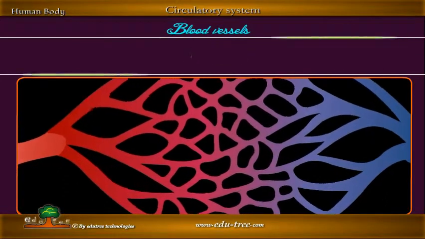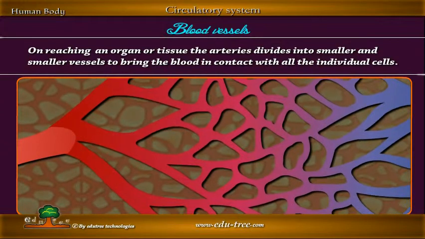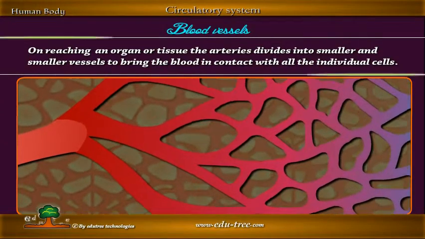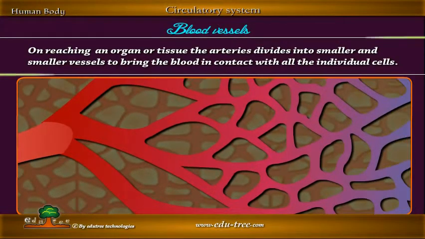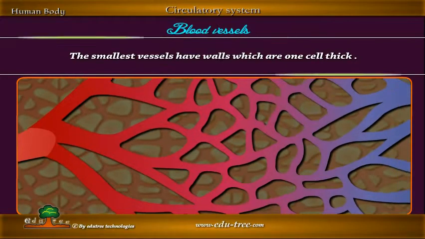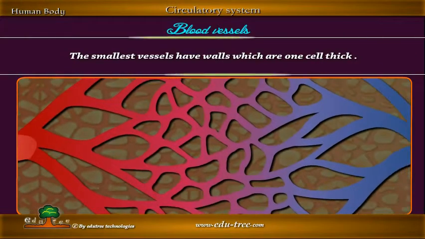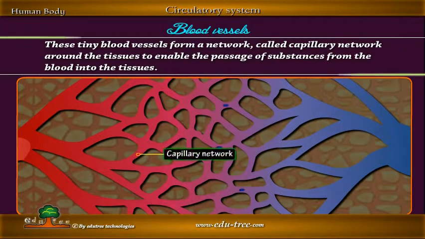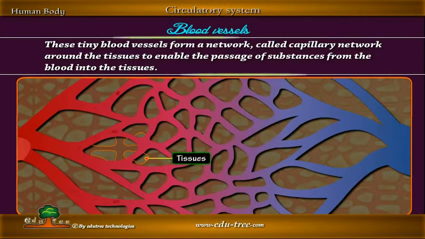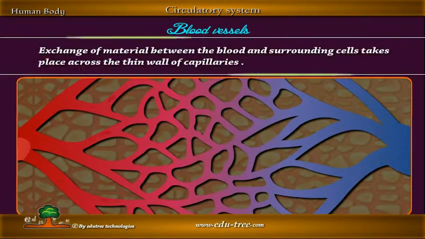Capillaries. On reaching an organ or tissue, the arteries divide into smaller and smaller vessels to bring the blood in contact with all the individual cells. The smallest vessels have walls which are 1 cell thick. These tiny blood vessels form a network, called the capillary network, around the tissues, to enable the passage of substances from the blood into the tissues. Exchange of material between the blood and surrounding cells takes place across the thin wall of capillaries.